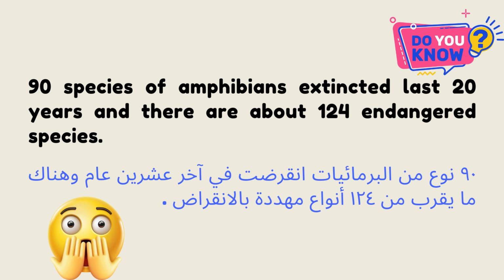As you know, 90 species, 90 kinds of amphibians, became extinct in the last 20 years, and there are about 124 endangered species, which may become extinct. Those are huge numbers to be extinct or to be endangered species.